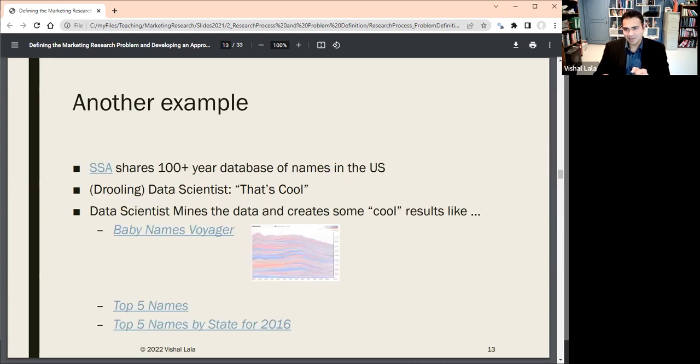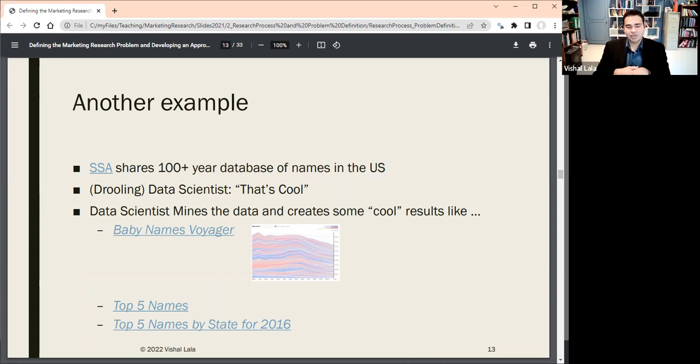So having some thinking behind why the data was gathered helps us identify what we're looking for more easily. I'll give you one really good example here of the data mining view and the more research-oriented view. So a couple of years ago, the Social Security Administration made available more than 100 years of a database of names in the United States.